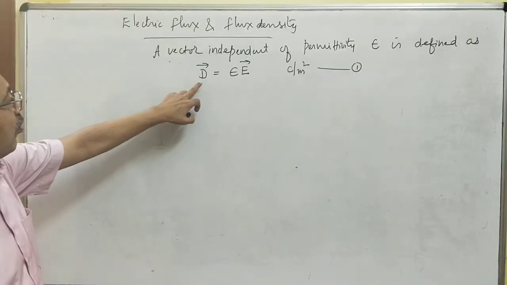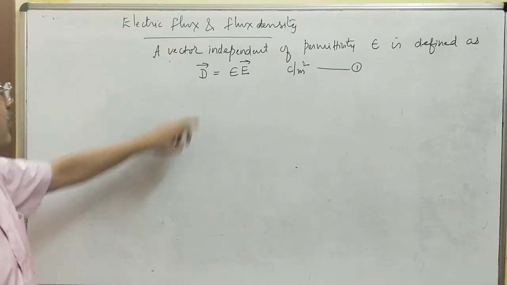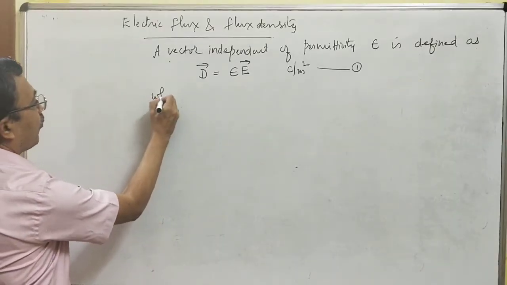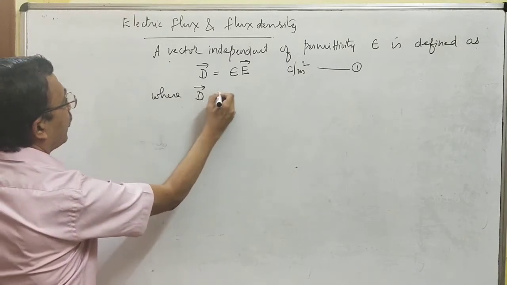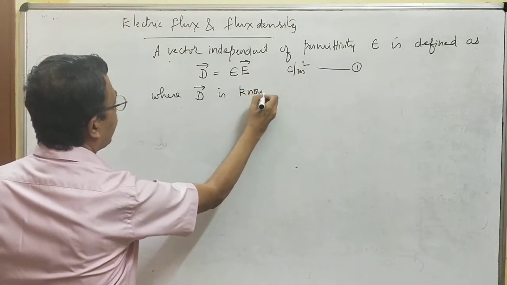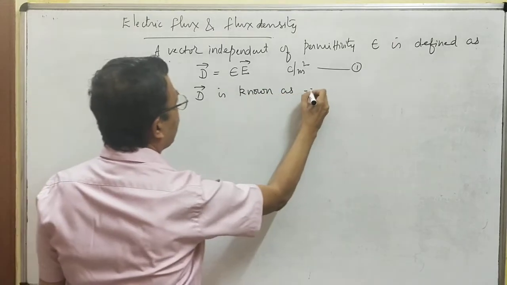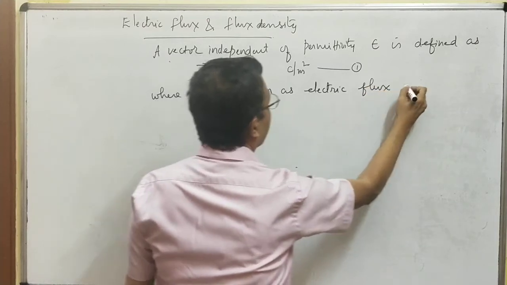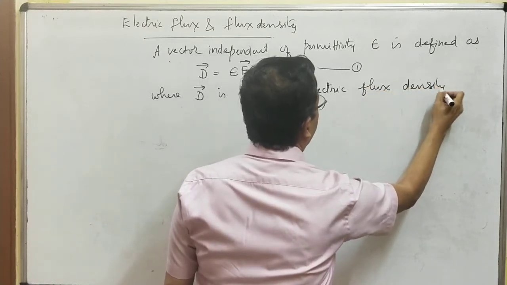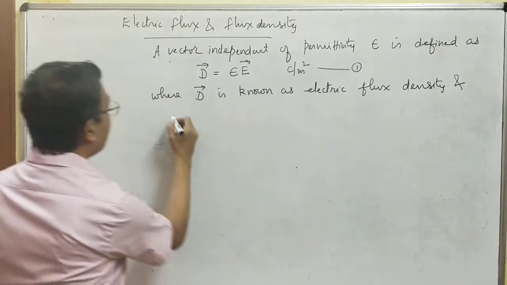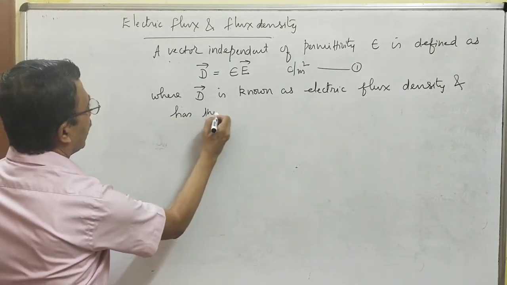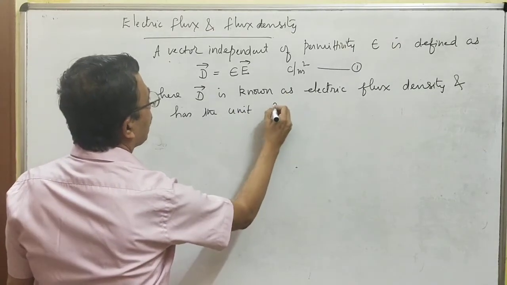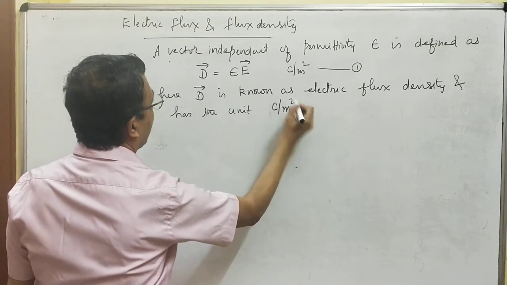In equation 1, vector D is known as electric flux density, which I have written here as just flux density, where vector D is known as electric flux density, and has the unit coulombs per meter square.